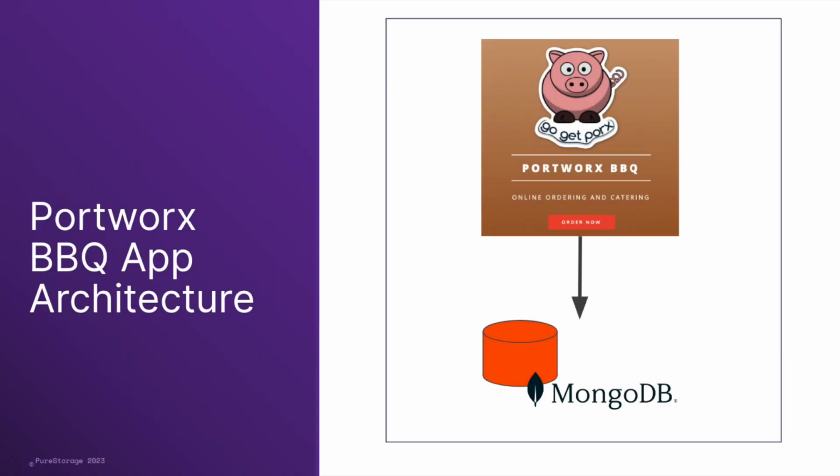Let's put ourselves in the shoes of an application developer or app owner. So let's take a look at the very simple architecture of our demo app called Portworx BBQ. This app has a web app front end built in containers and connected to our MongoDB database. This is very similar to the monolith we discussed very early on.